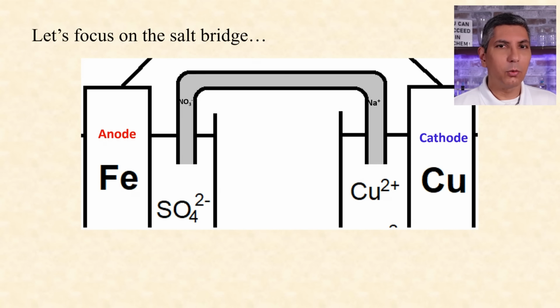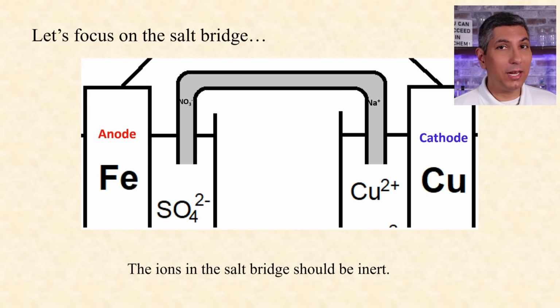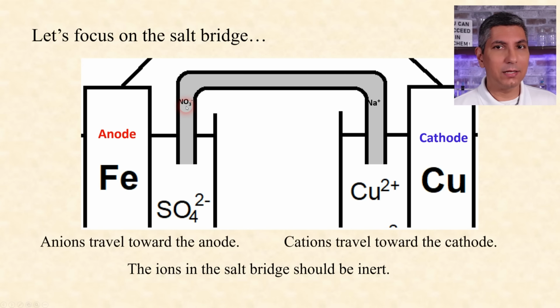The salt bridge equalizes the charge as ions react at the electrodes. For the salt bridge, we use ions that won't react with anything else in the galvanic cell. So sodium and nitrate ions are common choices. At the edge of the salt bridge, cations flow toward the cathode and anions flow toward the anode. You can use the clues given to you in the question to figure out every one of these other details about the galvanic cell.